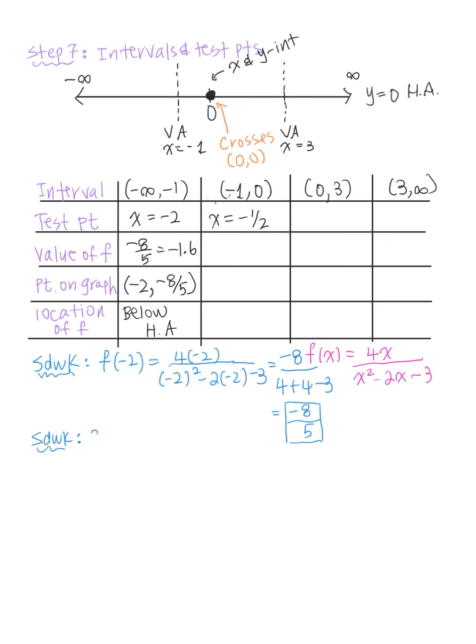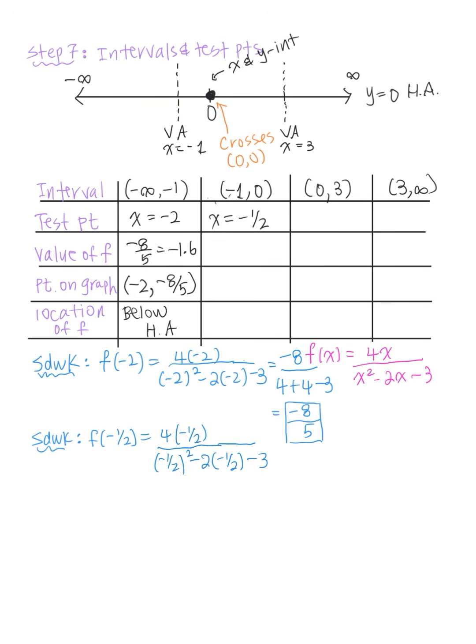We need to compute f of -1/2. Our f of x is written in pink, so let's just plug and chug. We have 4 times -1/2, and the whole thing divided by (-1/2) squared minus 2 times -1/2, and then minus 3.